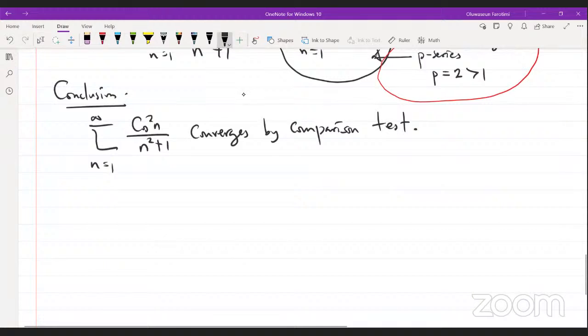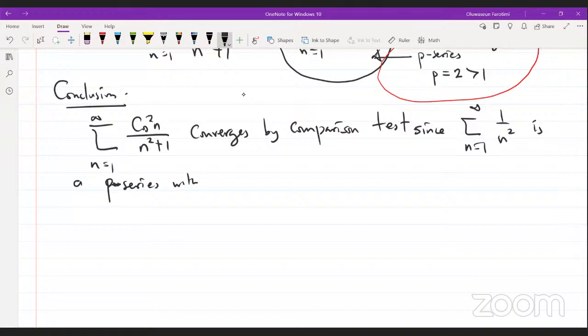So if I want to write what I just said, I'll just say since this guy is a P series with P equals 2 and it is convergent. All right? Make sense, guys?